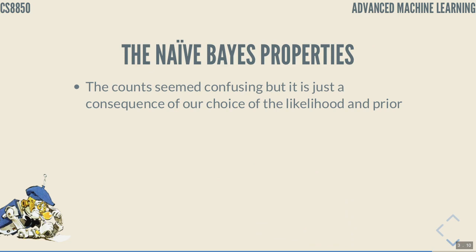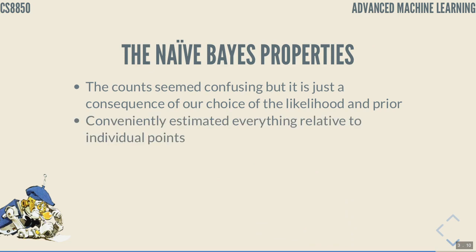What is P of y? What is probability of xi given y? That is your choice, and you decide depending on the difficulty of the problem, as you will see in a micro project in your homework. So conveniently, we estimate everything relative to individual points. Yes, that becomes really easy compared to estimating a joint feature space.